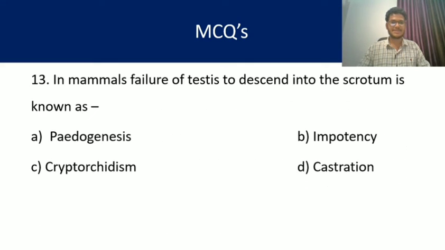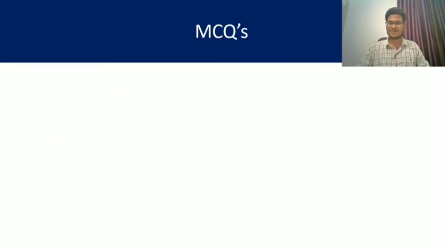Question number 13. In mammals, failure of testis to descend into the scrotum is known as. Sometimes the testis do not descend to the scrotal sac and remain in the abdominal cavity, which is called cryptorchidism. So the answer is C, cryptorchidism. Okay. So testis do not descend to the scrotum in some mammals. It is failure of descendant.